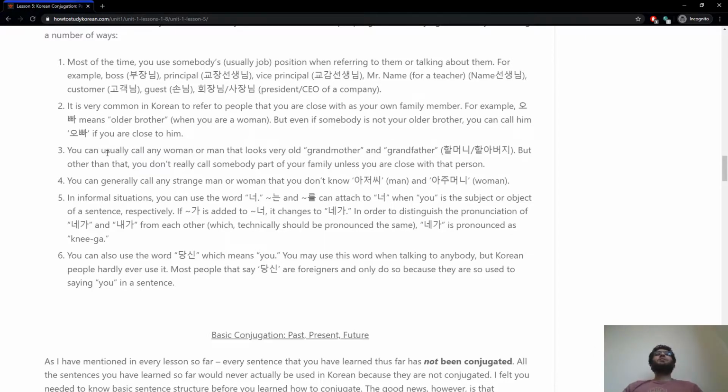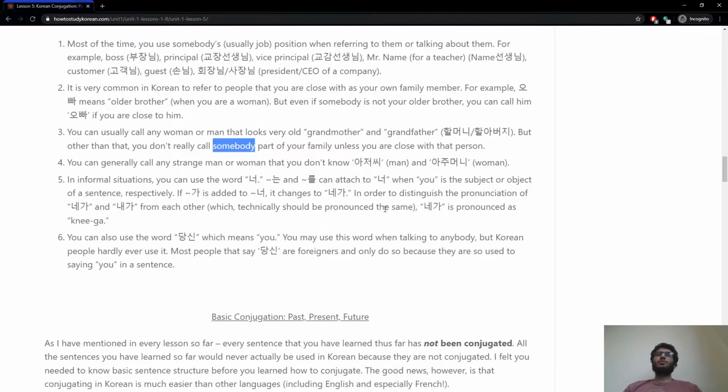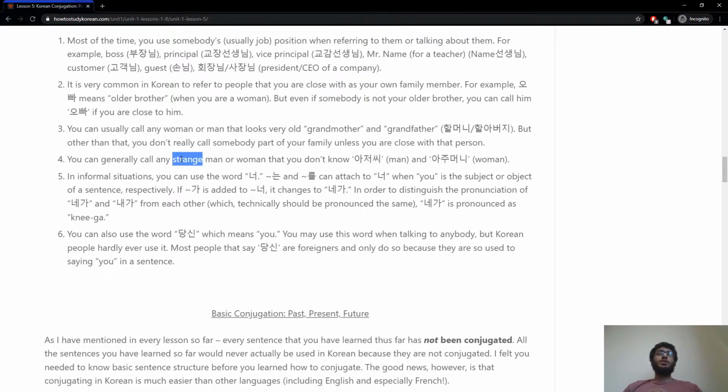So yeah, you can usually call any woman or man that looks very old, like grandmother or grandfather. You can call them 할머니 or 할아버지, which, yeah, all the time. But other than that, you don't really call somebody part of your family unless you're close with that person. You can generally call any strange man or woman that you don't know 아저씨 or 아주머니. So like when you're on the bus, you would probably just call him 아저씨, which is obviously not his name.